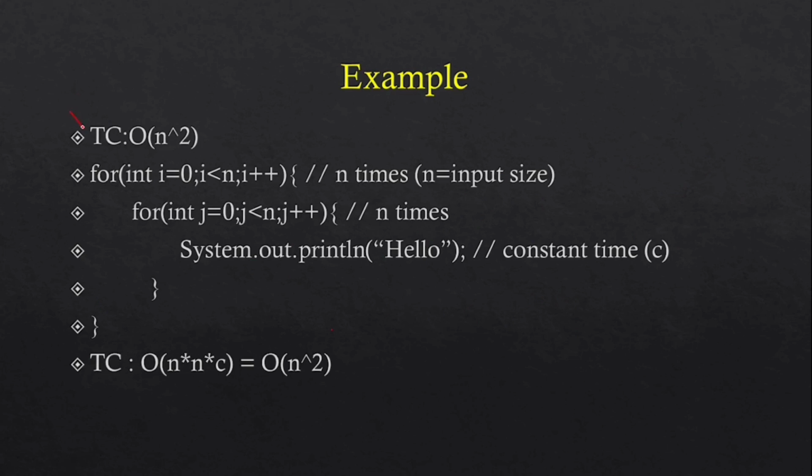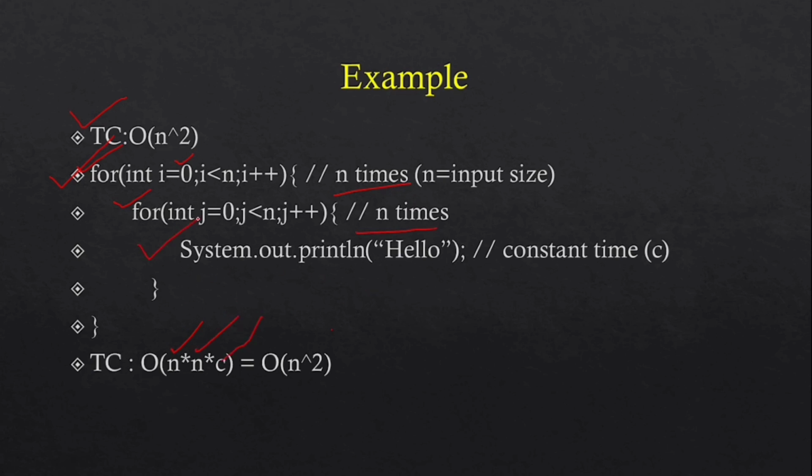Our next time complexity is order of n square, right? So you have one outer for loop, and inside this outer for loop you have only one inner for loop, meaning this is a nested for loop. Now for each i value, this inner for loop is iterating from 0 to n minus 1, meaning total n times, right? And this outer for loop is also iterating from 0 to n minus 1, meaning total n times. So n times into n times into c.